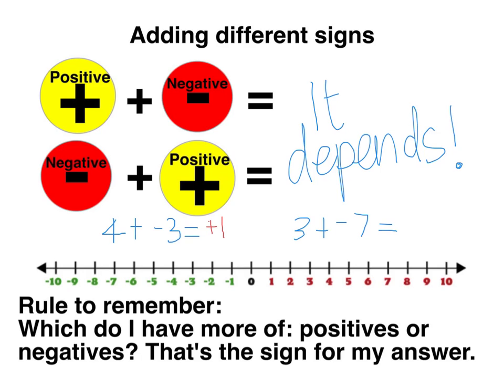Looking at the second problem, I have 3 positives and I'm adding to that 7 negatives. Well, 3 or 7? 7 is bigger, and it's actually 4 bigger. So my final answer here is negative 4. Now don't forget to include that sign. A lot of people can tell that the difference between the two numbers is the 4, but you need to remember the negatives had the bigger number, so it has to be a negative answer.